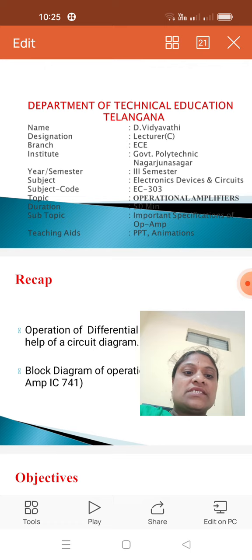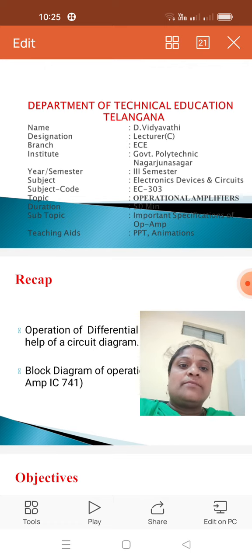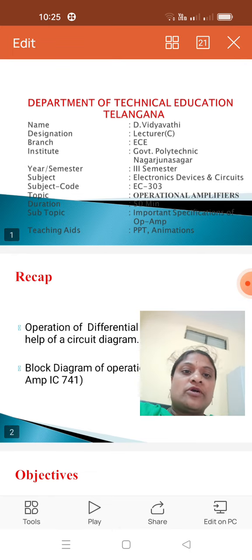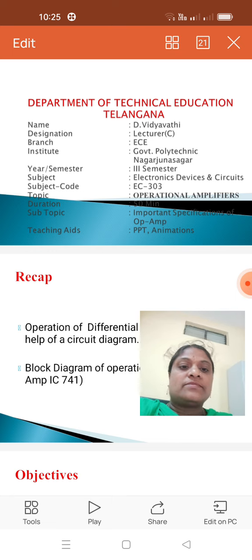Today our new class is important specifications of op amp. The new topic is important specifications of op amp. Okay.